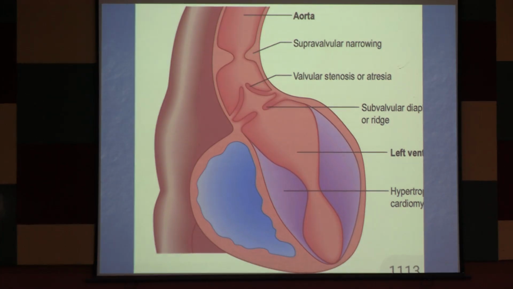Now, this is the aorta and this is the supravalvular narrowing. This is the aortic valve. This is the valvular stenosis or atresia, and this is the subvalvular stenosis. So, the discussion should be confined and focused on valvular stenosis, keeping in mind the supravalvular stenosis as well as subvalvular stenosis.